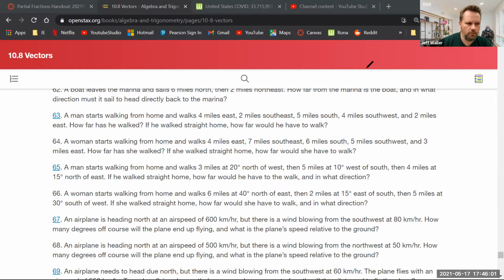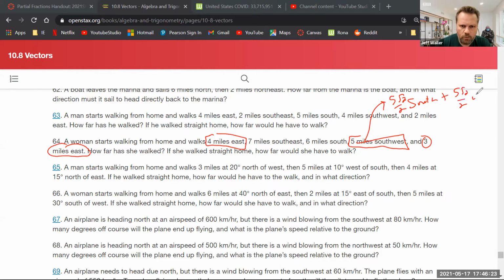Gone. All right, so what I'm saying is this is really easy, right? 4 miles east and 3 miles east, that's easy. That's 7 miles east. So if I take something like this and break it up into 5 rad 2 over 2 south and 5 rad 2 over 2 west, then I can put that piece together with this piece. Yes?